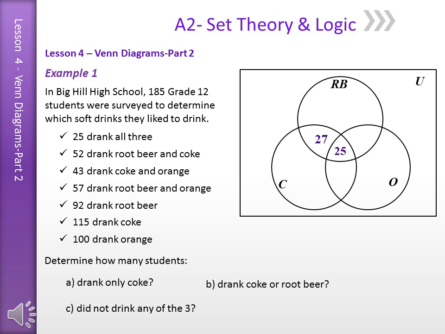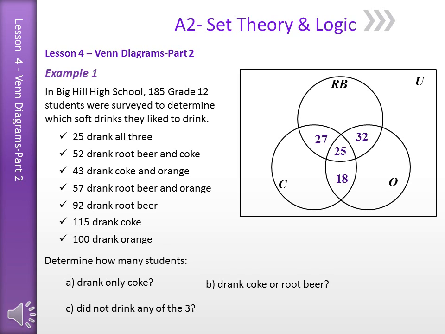43 drank Coke and orange. So in the area that overlaps between Coke and orange, we already have 25 in the center. We need 43. So the extra number would be 18. 57 drank root beer and orange. So in the overlapping area between orange and root beer, we need a total of 57. We already have 25, so we need 32 more.